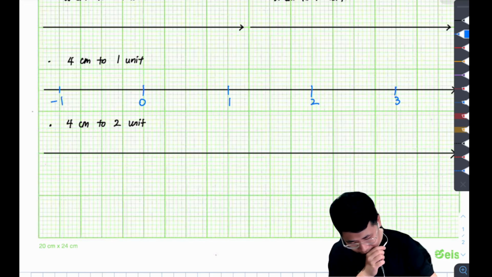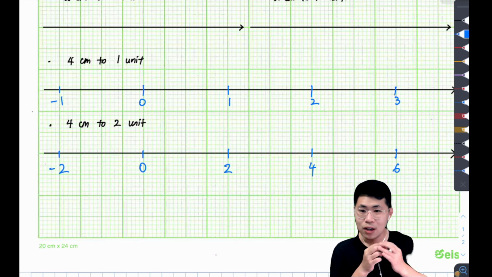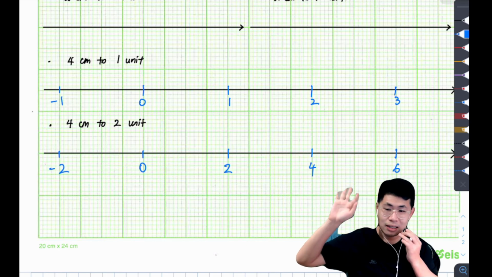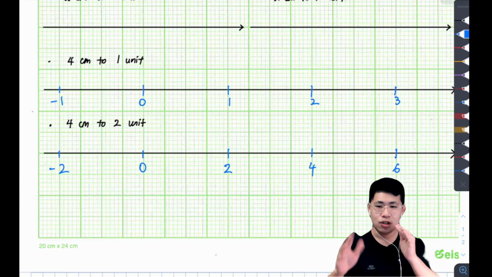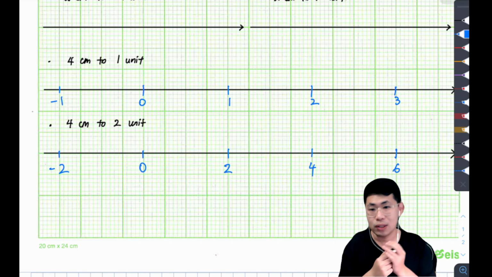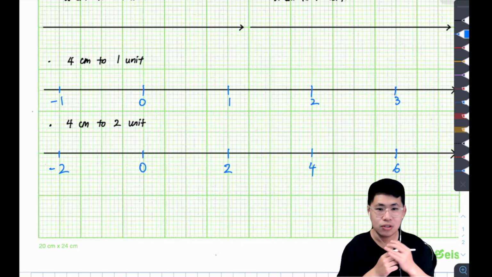Okay? And let's say we have another set of 4 cm axis, right? And each of it is 2 units. The next one is the next 2 units, next 2 units, 2 units before. So you can see that both of these have the same gaps, right? The same big 4 cm gaps. It's just that each of the gaps represents a different quantity. So on top, each of the gaps is 1 unit. This one over here, each of the gaps is 2 units.